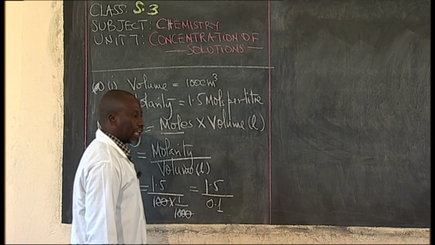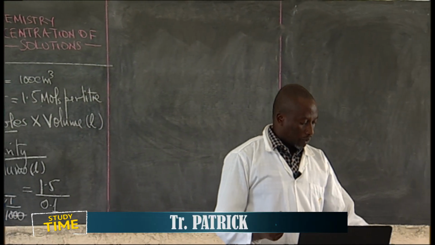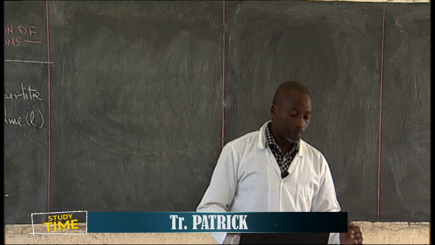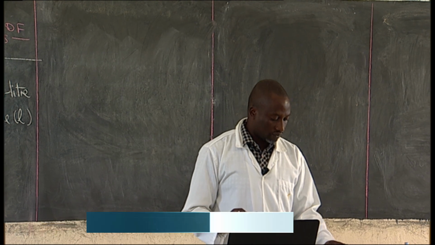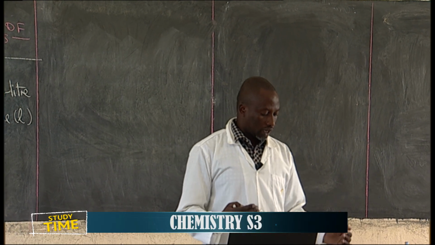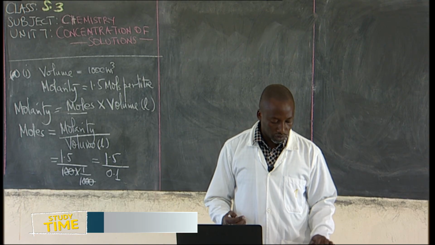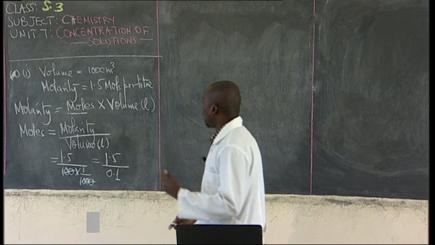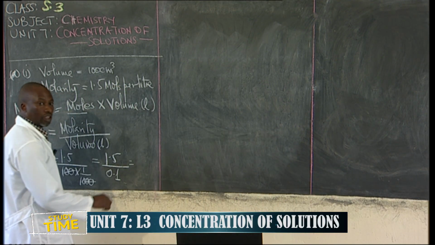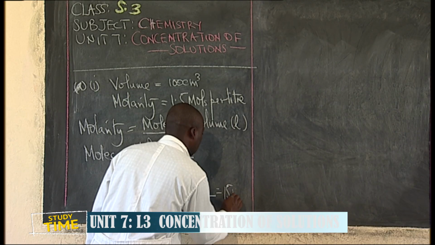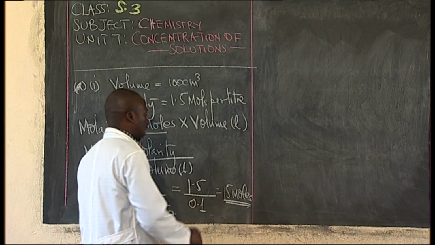So when you divide that, get your calculator. Just press your calculator and see the answer that you are able to get. What is the answer that you have? When you take 1.5 and divide it by 0.1, you are supposed to get 15 moles. This will be 15 moles because that is what we are supposed to calculate. This is the answer that we have.